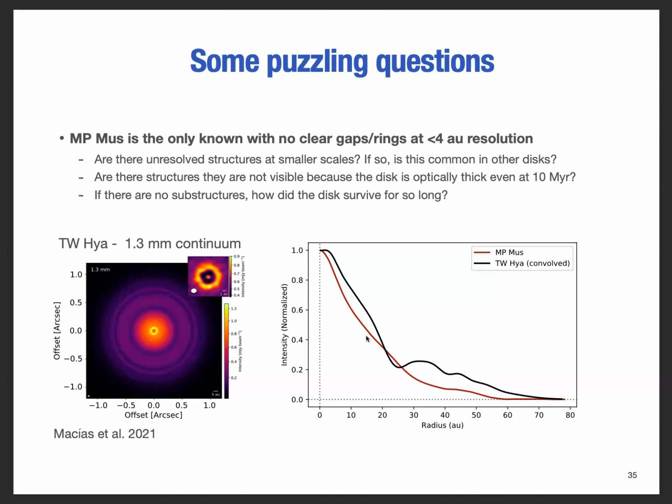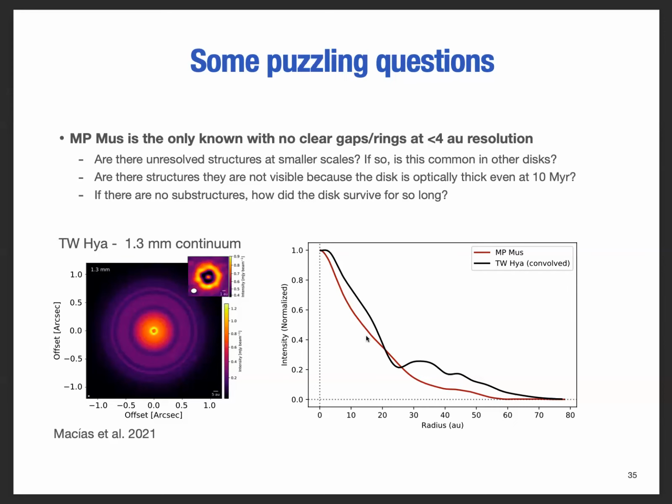But if the disk is still optically thick at 10 million years, when the disk should be disappearing, then all the masses we're measuring are hopeless. There's no way to calculate the dust mass, at least not this way. And the other option is, no, MPMUS really does not have substructures.